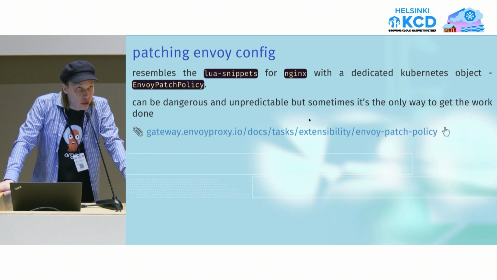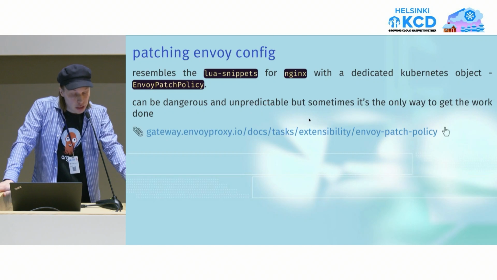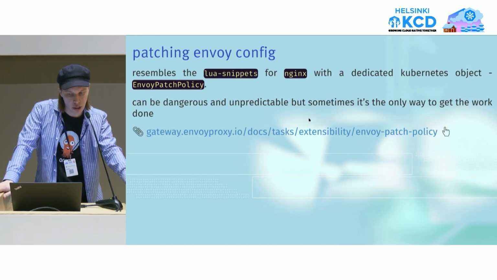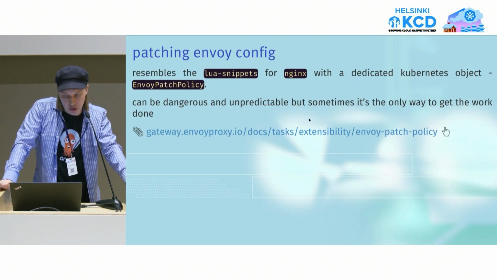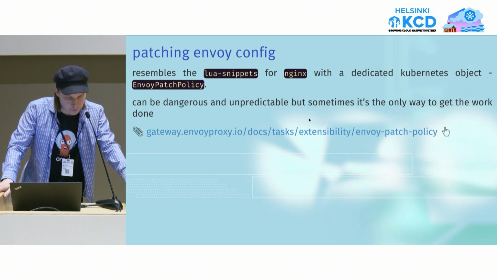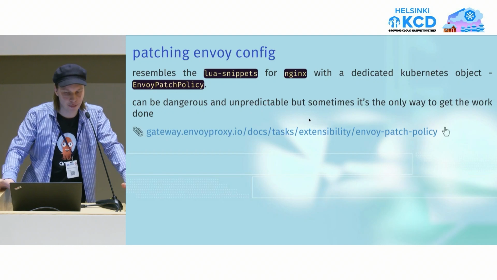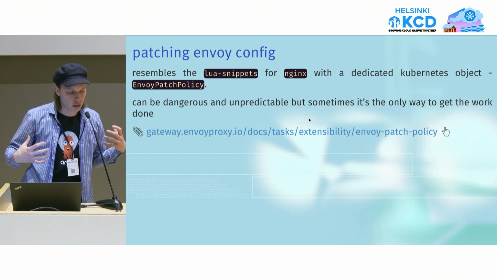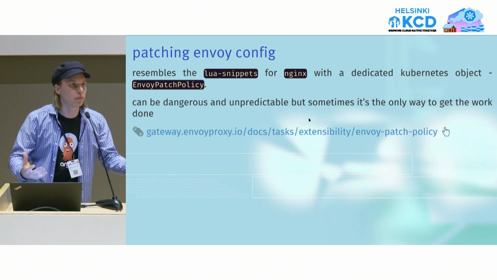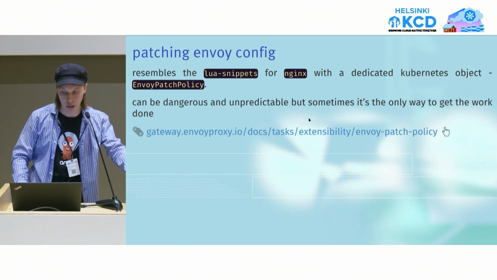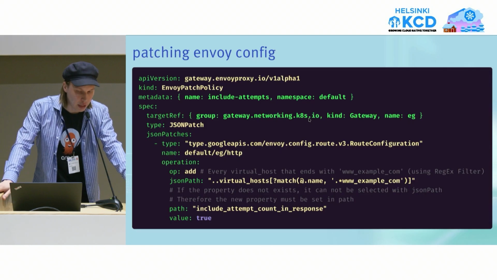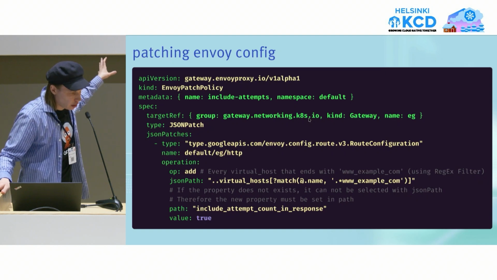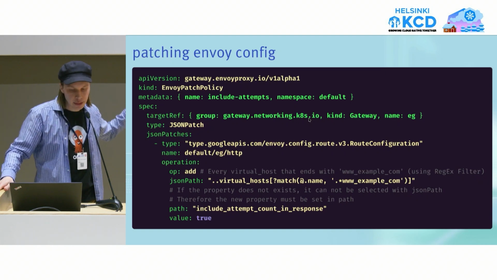And you can also patch Envoy configuration. It kind of resembles Lua snippets for Nginx, but with dedicated Kubernetes objects. It's called EnvoyPatchPolicy. It can be dangerous, can be unpredictable, but sometimes you just need to configure Envoy in a different way, because there's a lot of things you can configure in Envoy. So this is one example where you specify the target, which is your gateway object in Kubernetes, and then patch some fields.